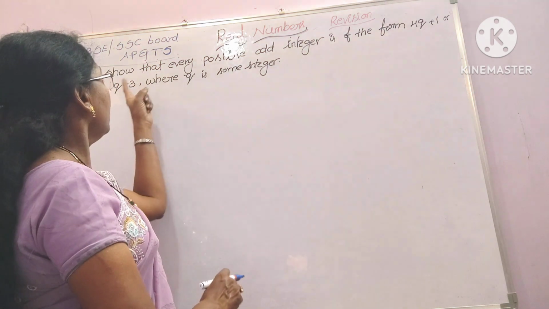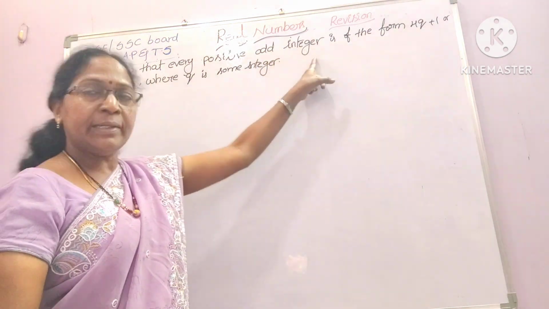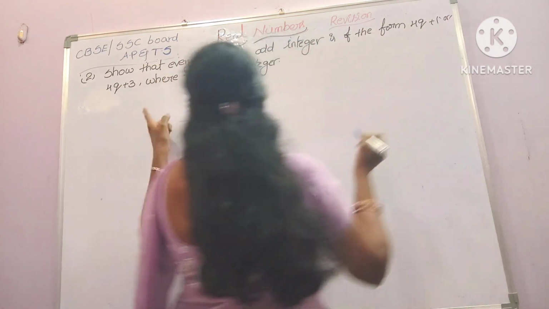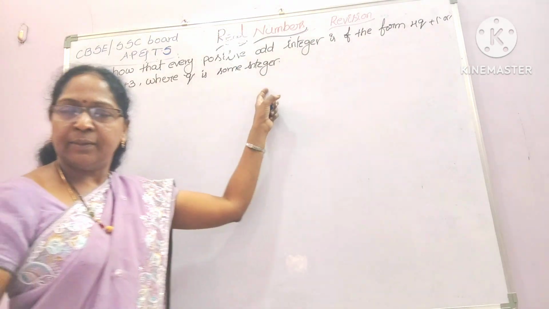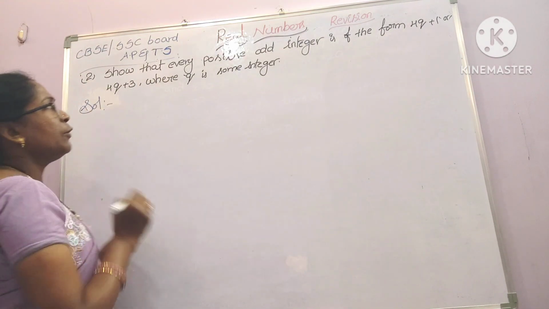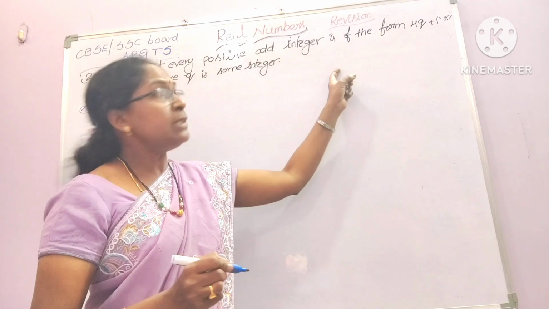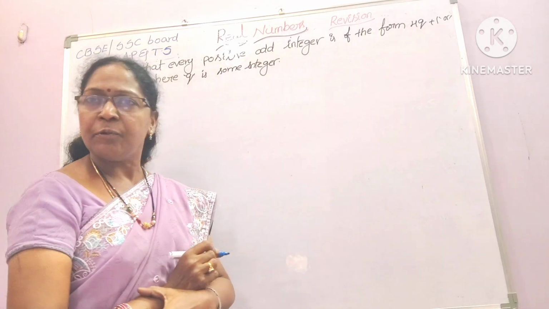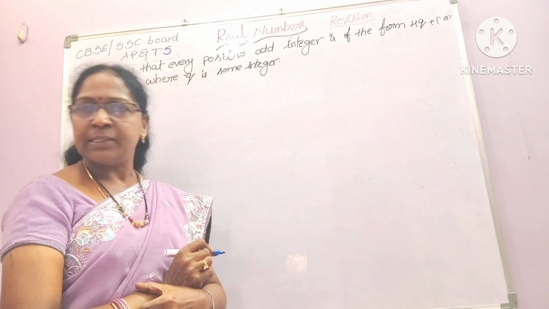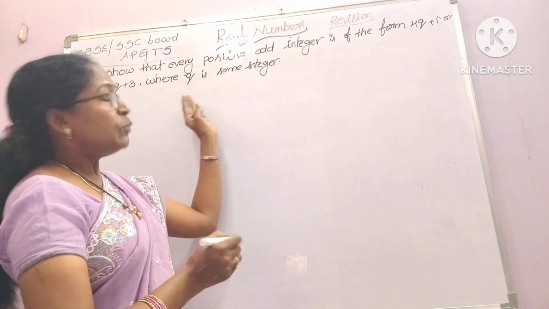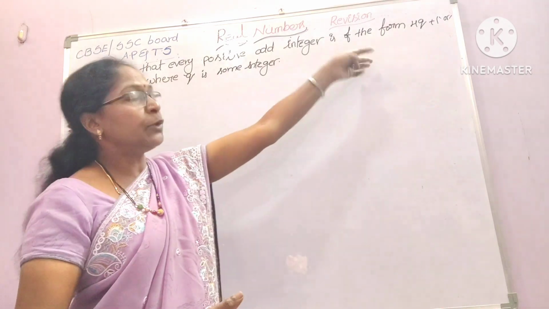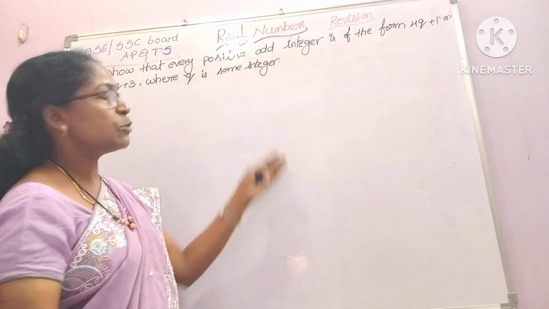Next question is here. Show that every positive odd integer is of the form 4q plus 1 or 4q plus 3, where q is some integer. This question, now in this, what you have to do? Every positive odd integer is of the form 4q plus 1 or 4q plus 3. Odd integers, odd numbers mean 1, 3, 5. These are all odd numbers. So for those numbers, you have to show that any positive odd integer is of the form 4q plus 1 or 4q plus 3 only. You have to show like that.